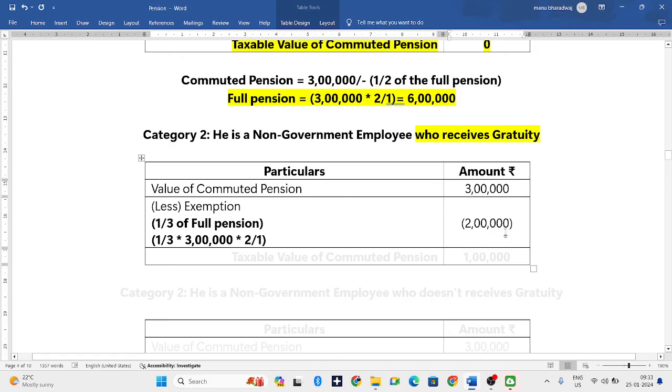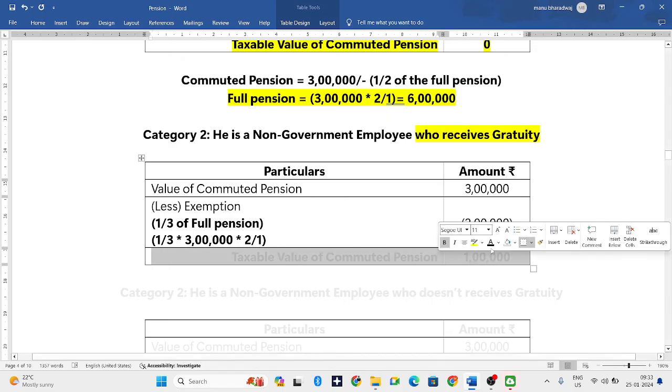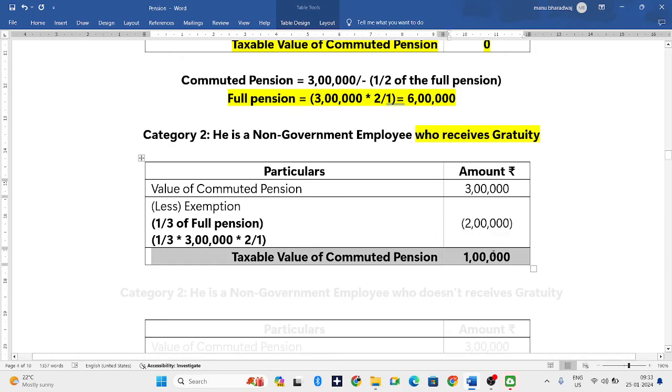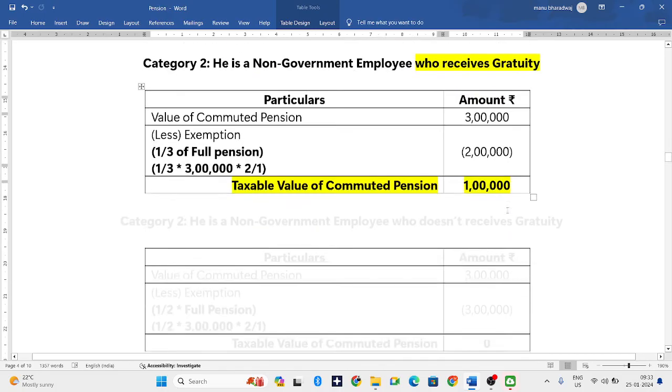That is exempted. So out of 3 lakh, if 2 lakh is given as exemption, then the taxable value will become 1 lakh rupees. The taxable value becomes 1 lakh rupees. This is case number 2.